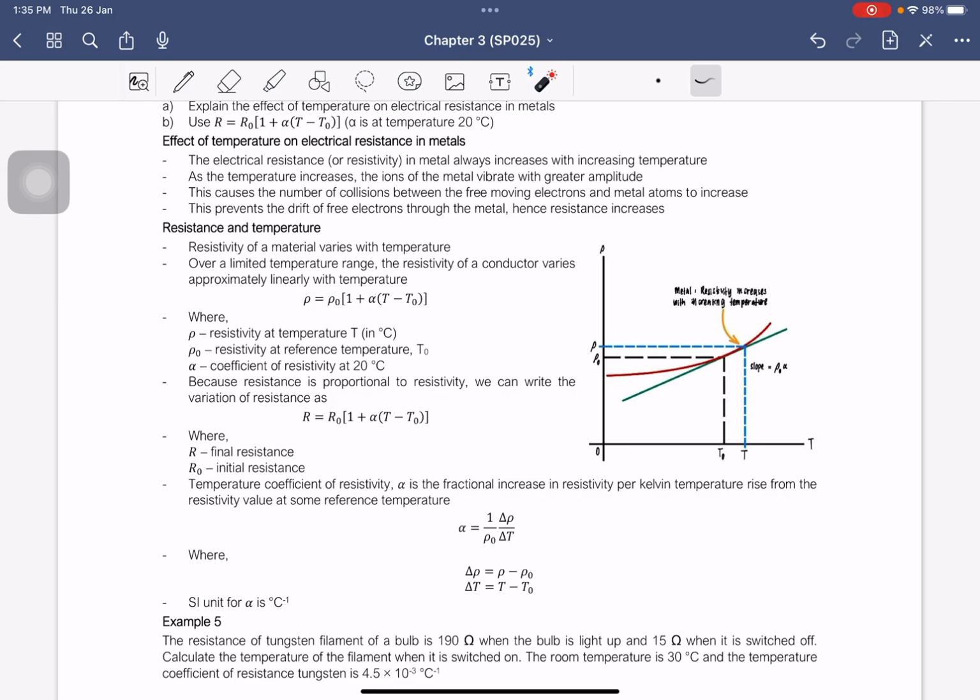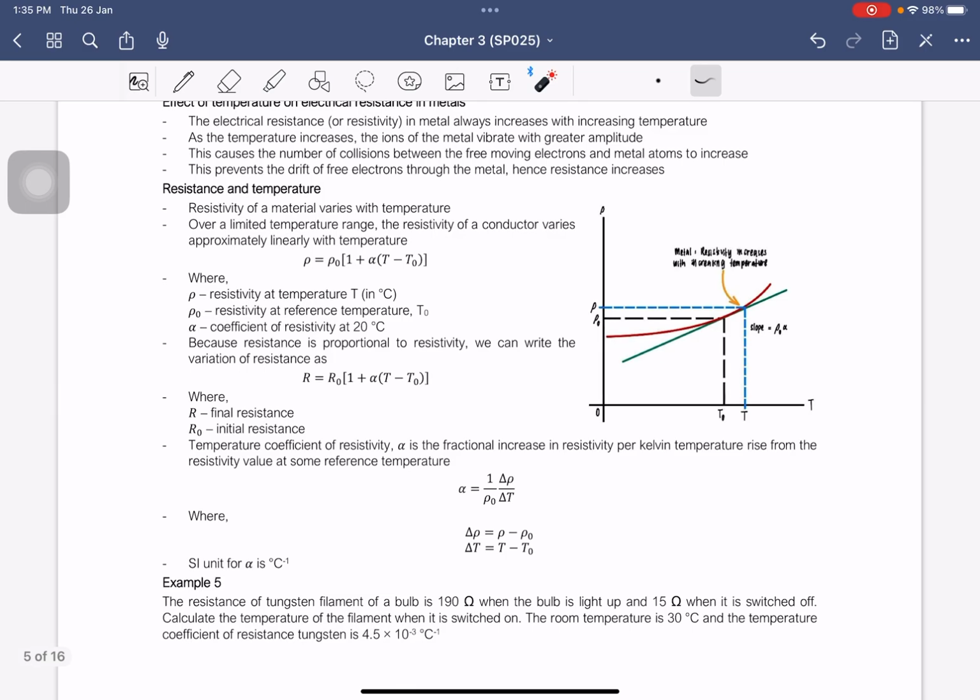Okay, resistance and temperature. So the resistivity of a material varies with temperature. Over a limited temperature range, the resistivity of a conductor varies approximately linear with temperature. Okay, so as we can see here at this point, the resistivity increases with increasing temperature, and the equation to calculate the resistivity is this one. Okay, because resistance is proportional to resistivity, we can write the variation of resistance as the one shown here.